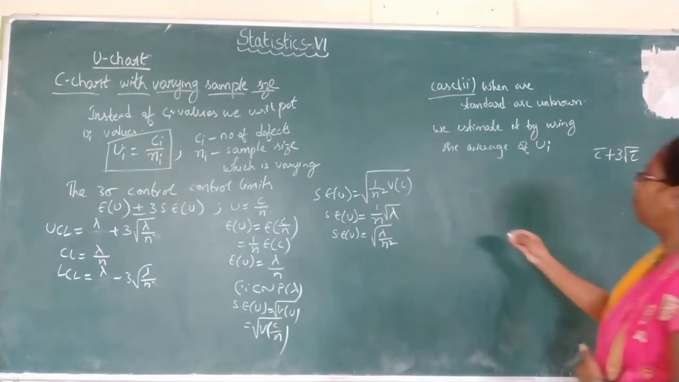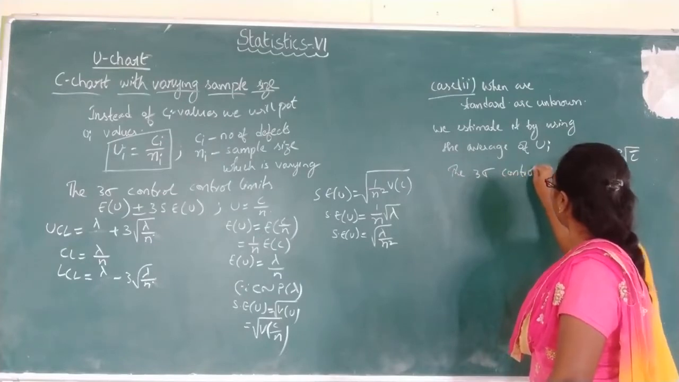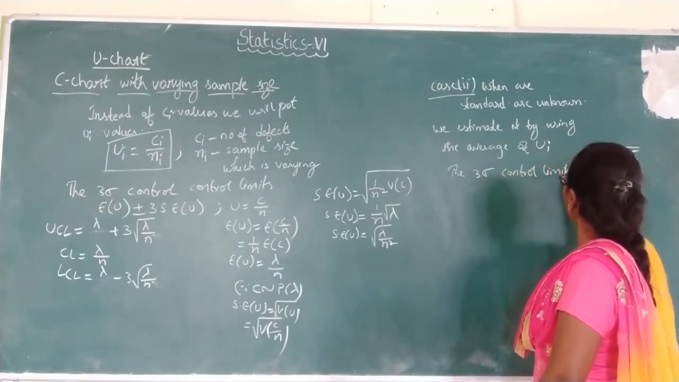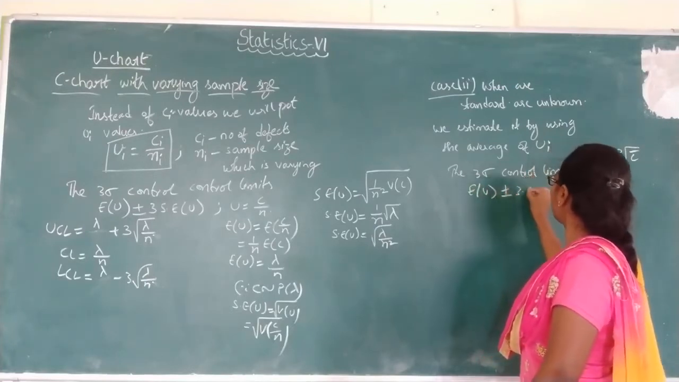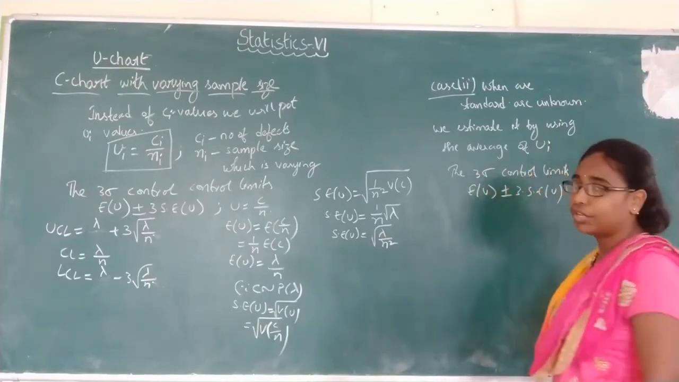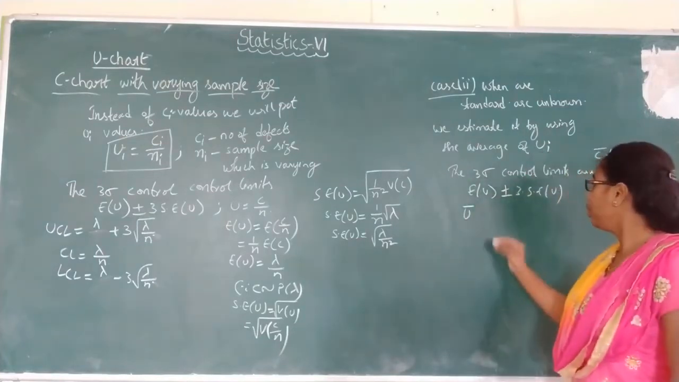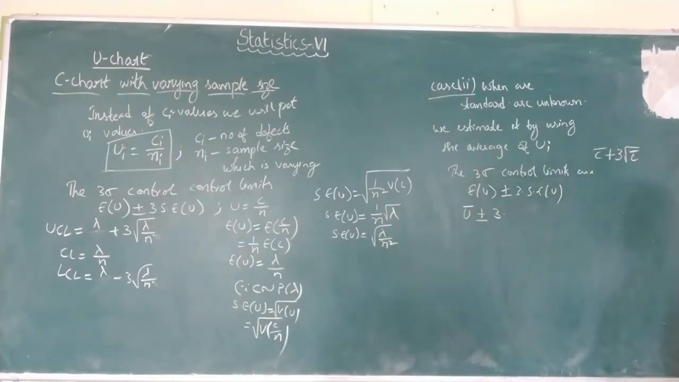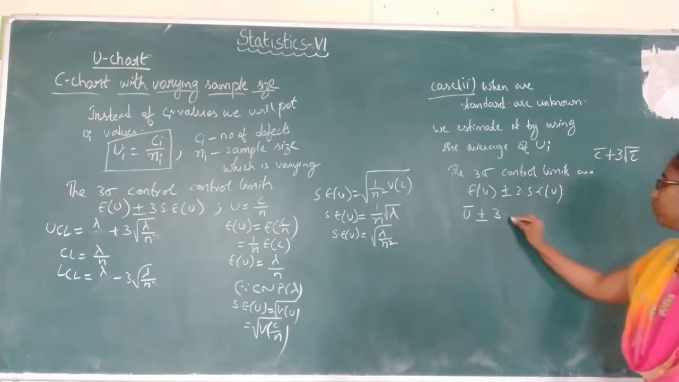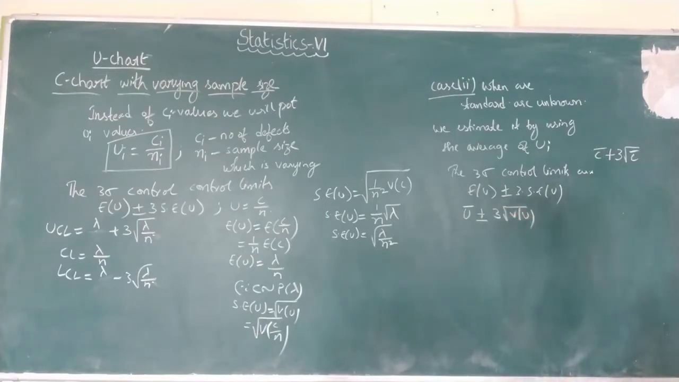So what are the general control limits? The 3 sigma control limits are: expectation of u plus or minus 3 into standard error of u. Expectation of u means the mean value u bar, plus or minus 3 into standard error of u, which is the square root of variance of u. So for variance of u, here we are considering u bar.